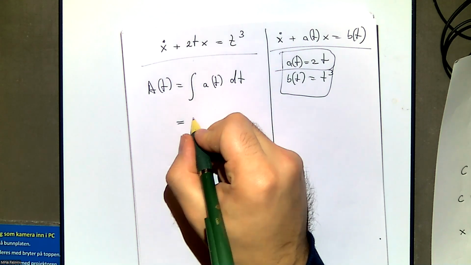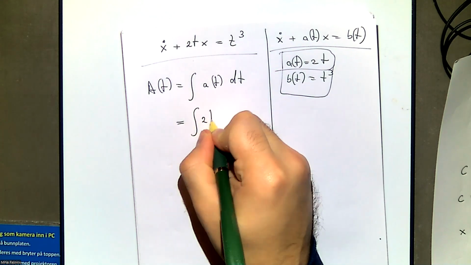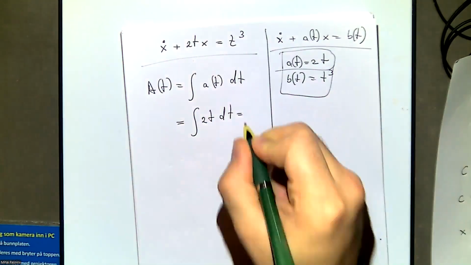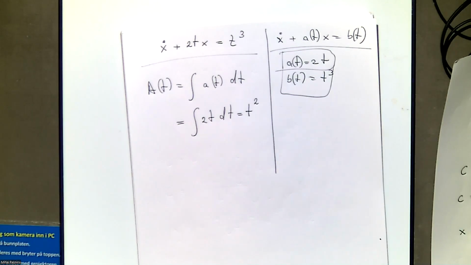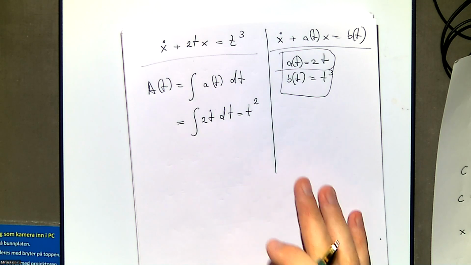This is nice as well, right? Because this is just the integral of 2t dt. This is just t squared. Again, I could write a constant, but I told you it's going to go away, so I don't need to bother. T squared. This looks good up to this point.